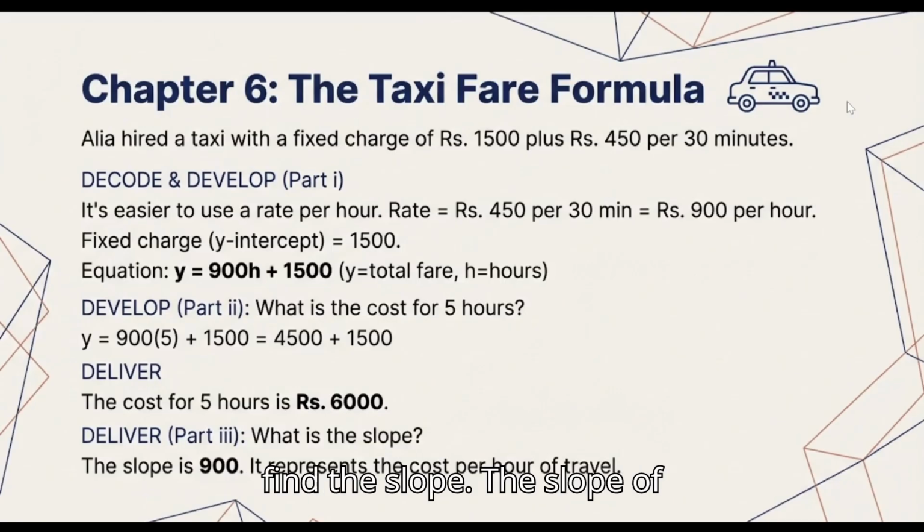For part number 3, we need to find the slope. The slope of the equation is 900. It represents the cost per hour of travel.